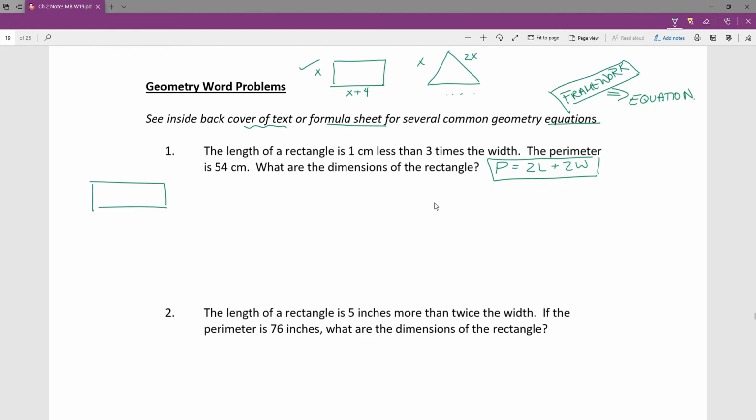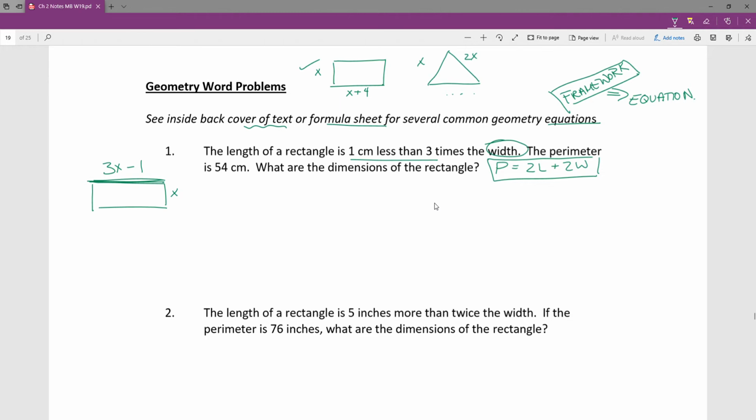So the information says that the length is 1 centimeter less than 3 times the width. I am comparing to the width, so width gets to be the x. Now I need to take this and come up with what is the length here. It says it's 1 centimeter less than 3 times the width. And so 3x minus 1 would be the length, and x would be the width.